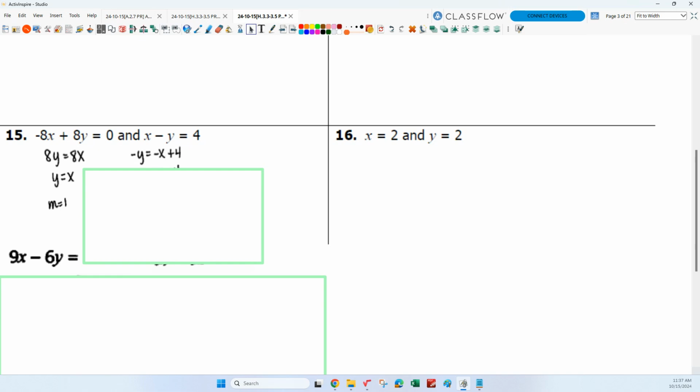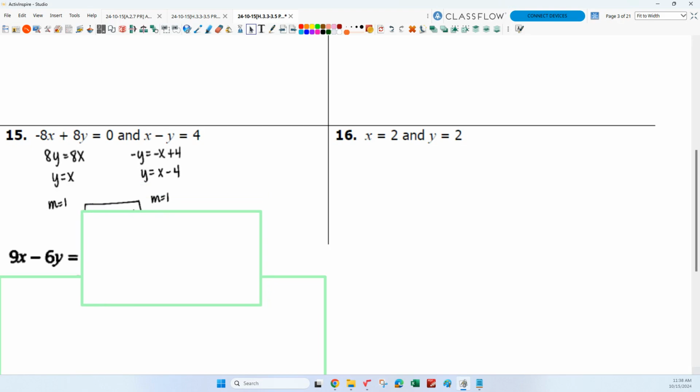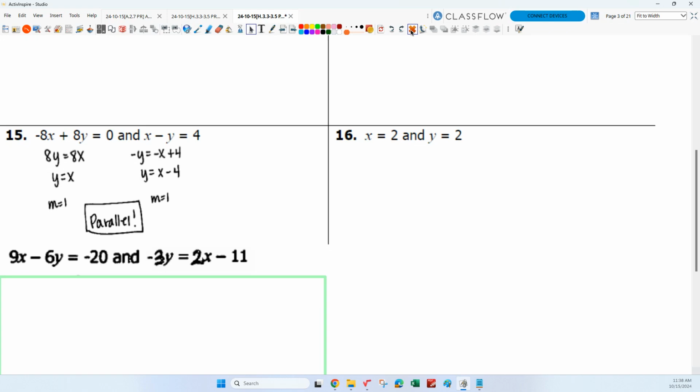Subtract x, then what? Divide or multiply by -1 to change all the signs. And so I'd get positive y equals x minus 4. So what's my slope there? Yeah, my slope is 1, so they are parallel. Because the slopes are equal, we know they're parallel.